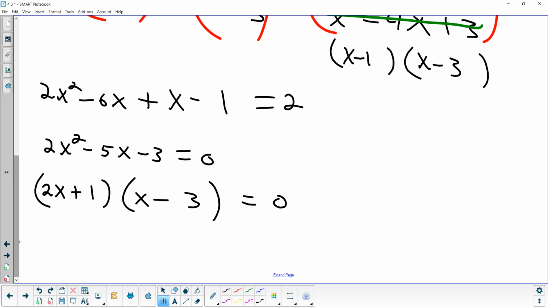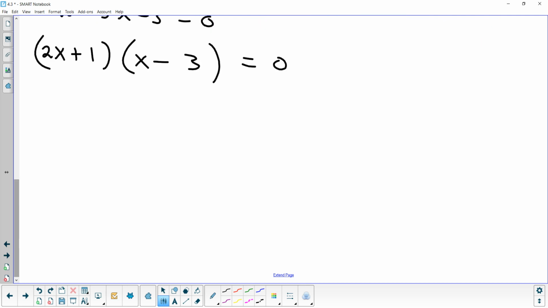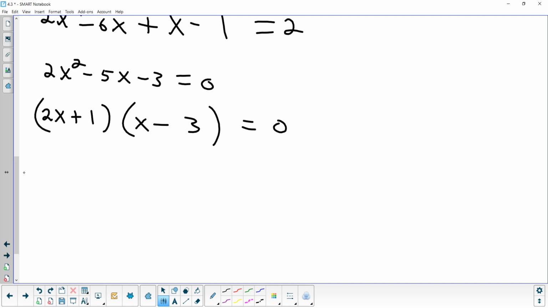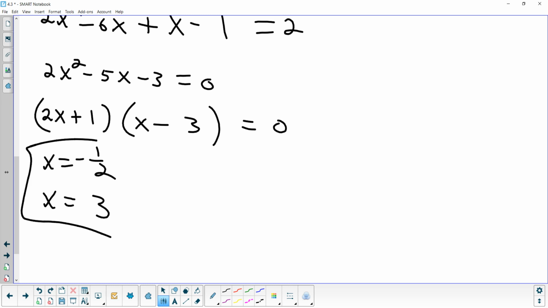Perfect. Now, Tyler, what do I do with each of those factors? Make them all equal to 0. Yep, make each one of them equal to 0. So I get negative a half. And Ashley, what about my second factor? x equals 3. Now, at any point in this problem, did I multiply both sides of the equation by something with a letter? Yes, I did. So that means I need to check and make sure these answers work. Negative 1/2 and 3. Let's scroll back up.